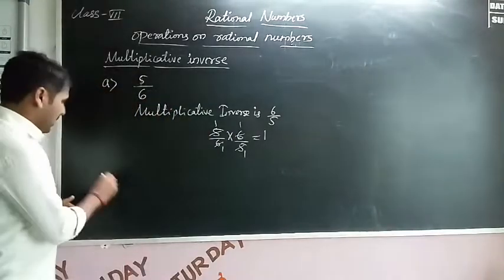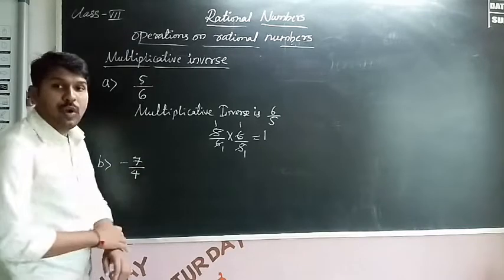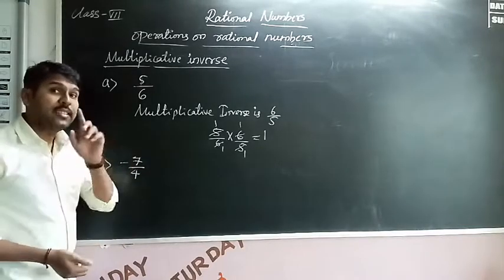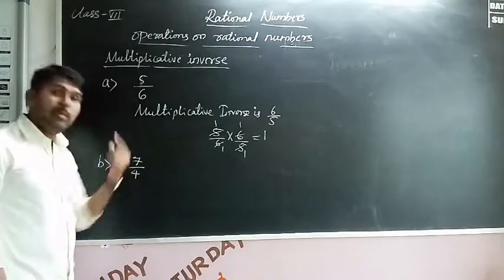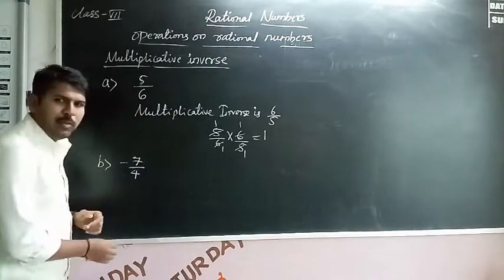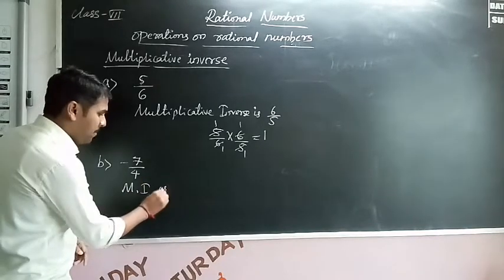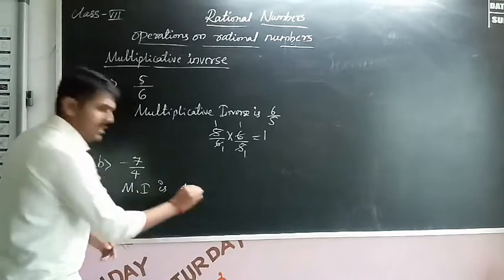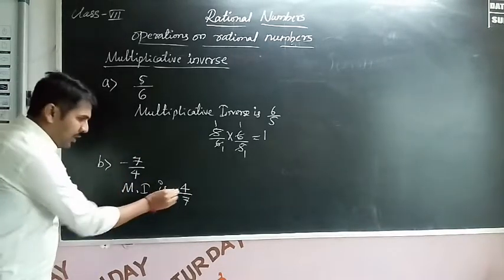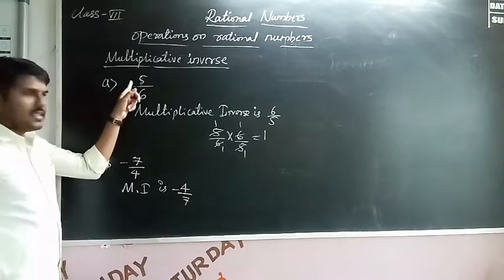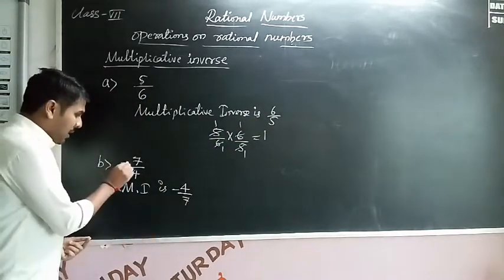Like that, I will take minus 7 by 4. So what will be the multiplicative inverse? The result must be plus 1. So that will be the multiplicative inverse. So the multiplicative inverse is 4 by 7, the reciprocal of that rational number. But here the minus sign is there, so here also take it as minus sign. Here plus sign, so I have taken plus. Here minus sign is there, so I have taken minus sign.